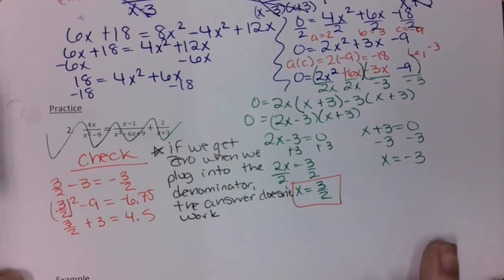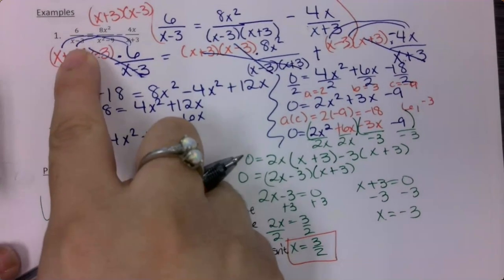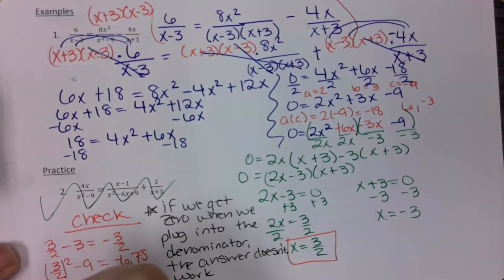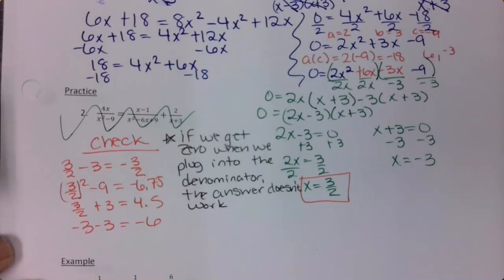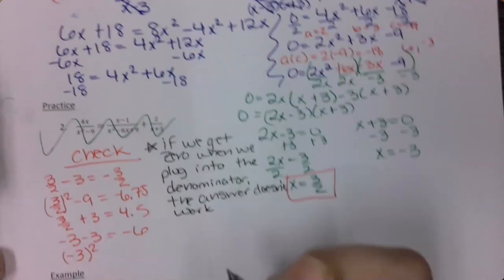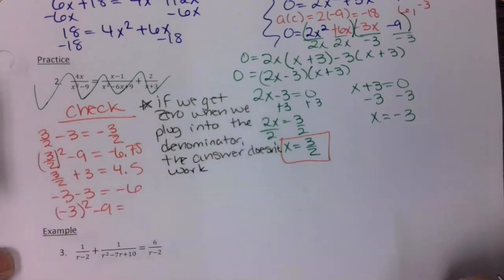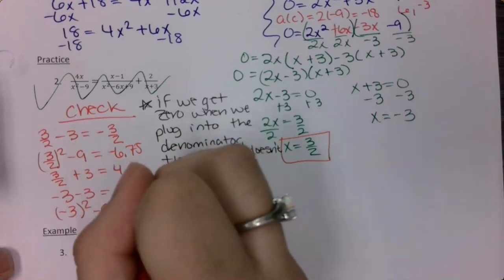Then I want to do the same thing for negative 3. So I'm going to plug into the same denominator, x minus 3. Negative 3 minus 3 gets me negative 6. Is that 0? No. Then I'm going to plug into the second one. I have negative 3 squared minus 9, which is 9 minus 9. That gives me 0. So does this one work? No.